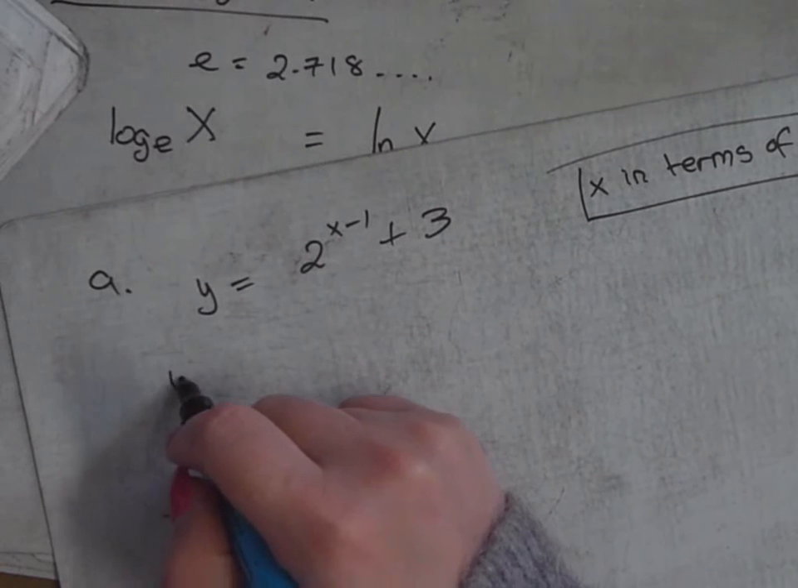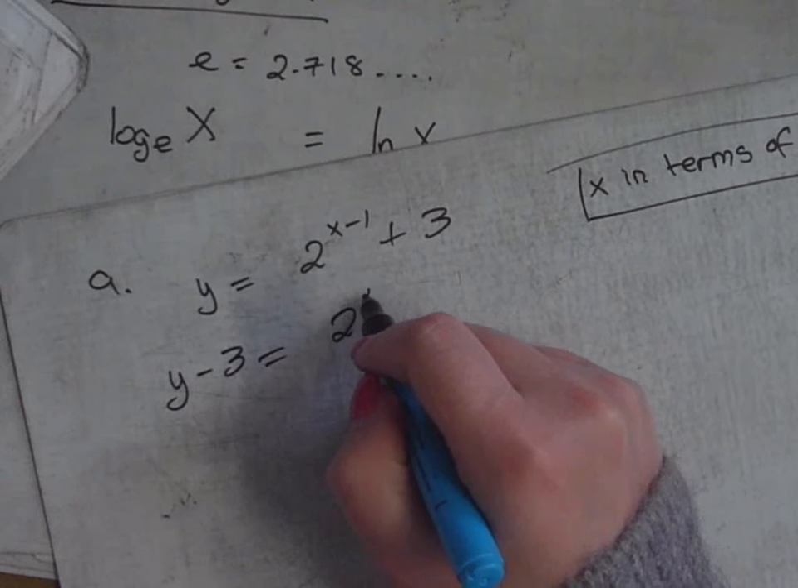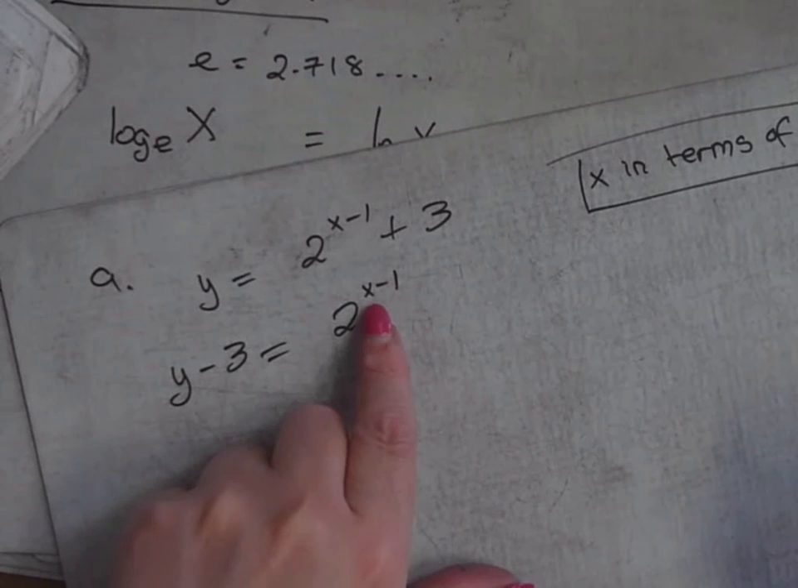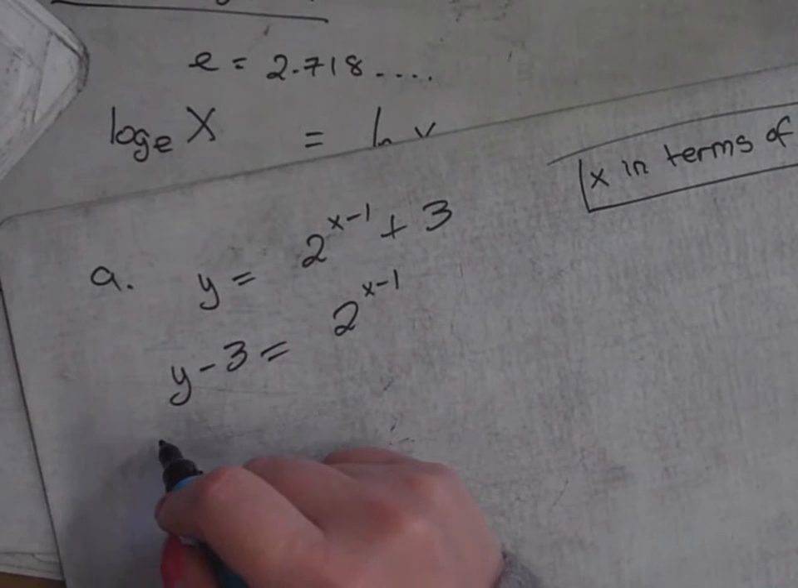So I'm bringing over the 3, so it's y minus 3 equals 2 to the power of x minus 1. How do I get the power down? When I'm missing the letter in the power, what do I use? What section am I on? Log, so I'm going to get the log of each side.